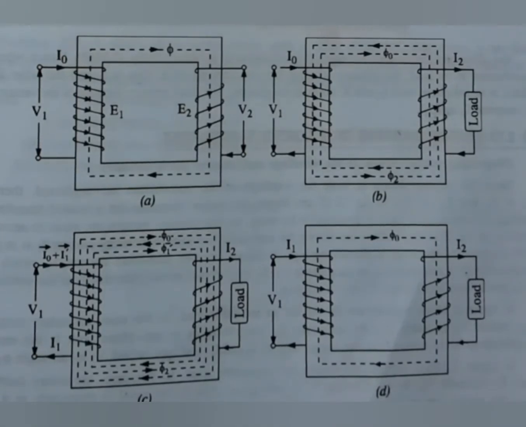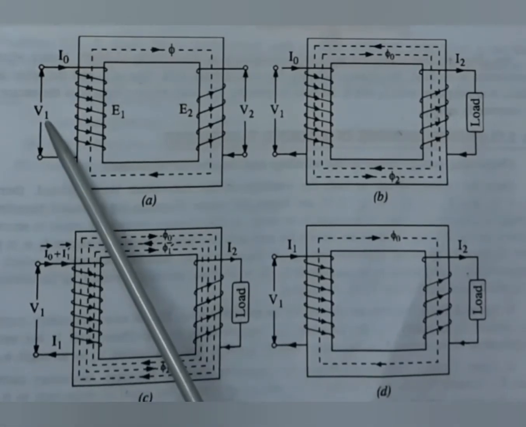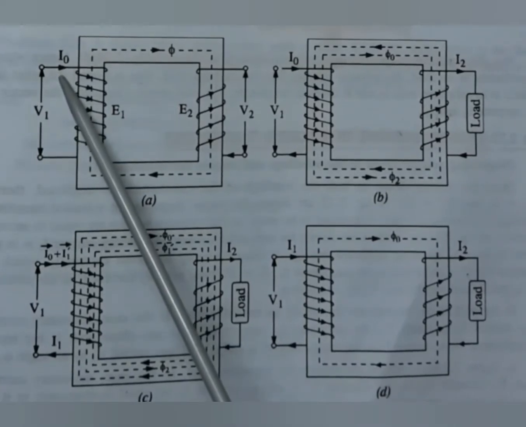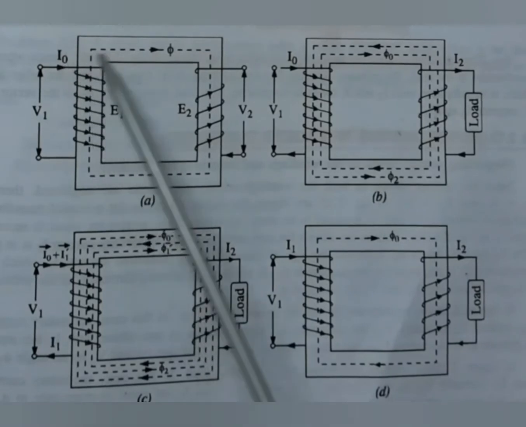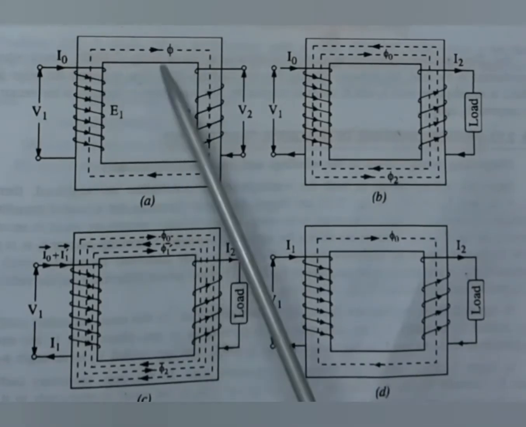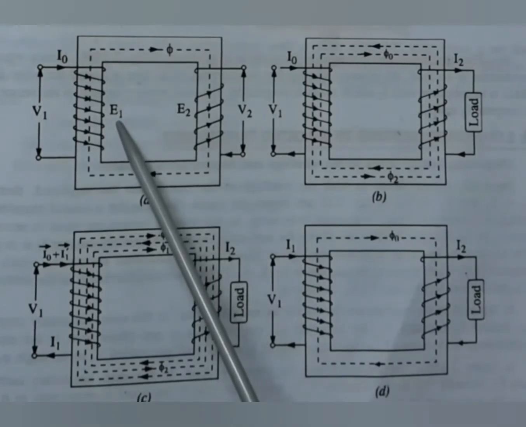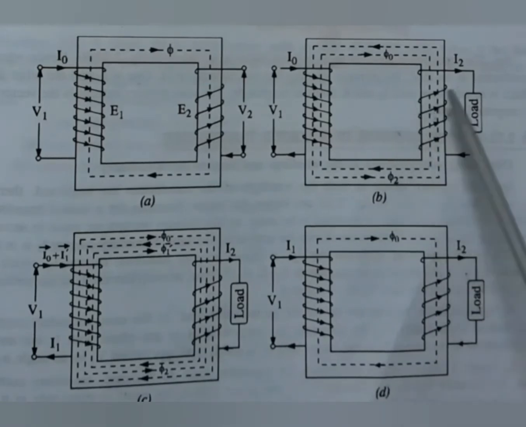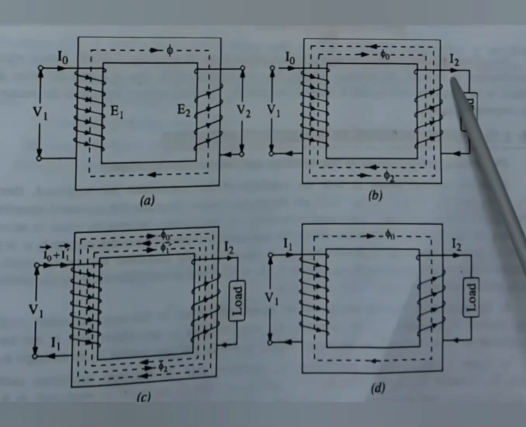First of all, I will start from the very beginning, that is, the transformer is on no load. We gave input voltage V1 to the primary and there was no load current I0. This no load current produced flux phi naught in the core, and it produced E1 in the primary and E2 in the secondary. Now we have connected the load. When we connect the load, there is a current I2 in the secondary.